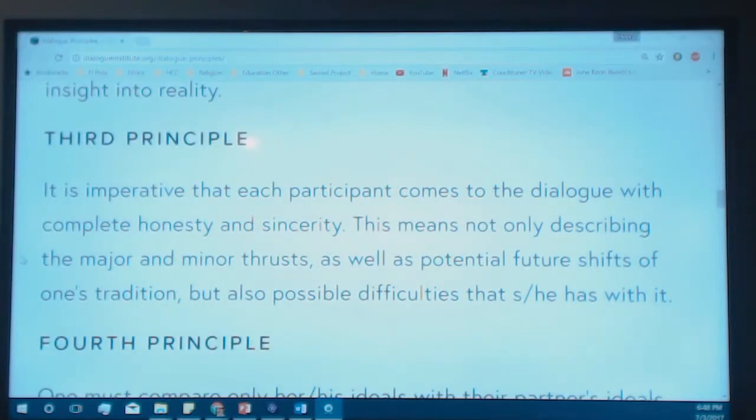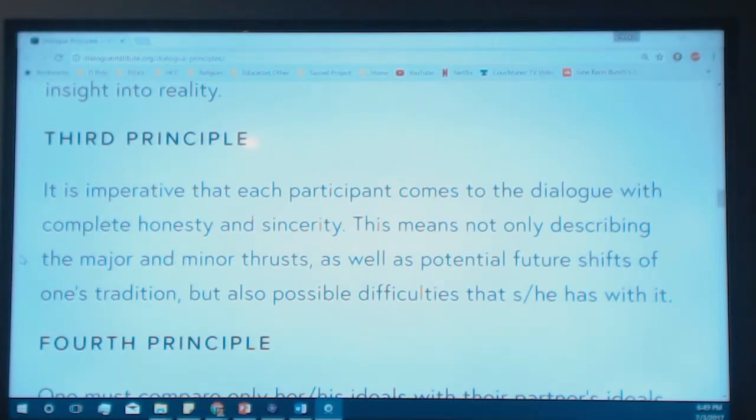The third principle: it is imperative that each participant comes to dialogue with complete honesty and sincerity. This means not only describing the major and minor thrusts, as well as potential shifts of one tradition, but also possible difficulties that she or he has within it. Again, this is one that initially we might say, well, it should be easy for us to be honest about who we are, about our beliefs.